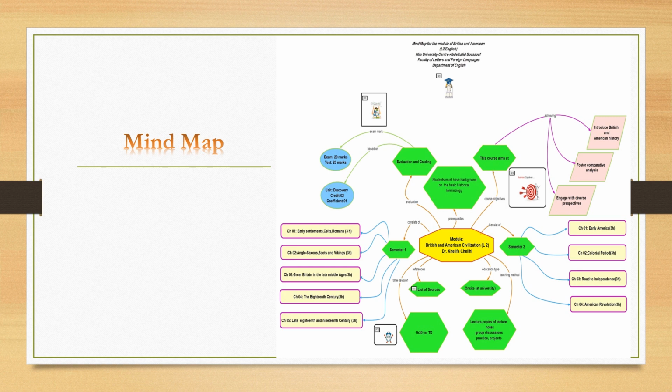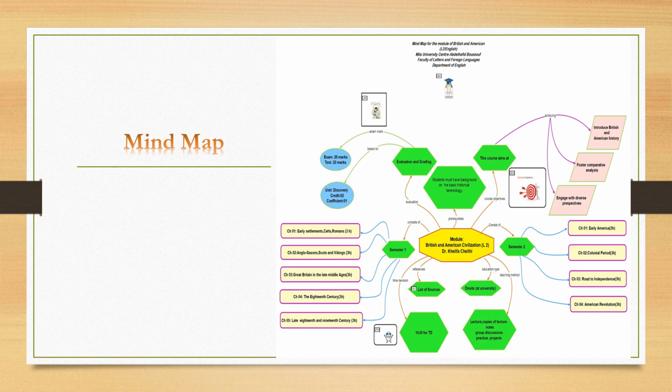In the first semester, we'll be seeing 5 chapters. The first one will be about early settlements, Celts and Romans. The second chapter will be about Anglo-Saxons, Scots and Vikings. The third chapter will be about Great Britain in the late Middle Ages. The fourth chapter will be about the 18th century. And the last one will be about the late 18th and 19th centuries.